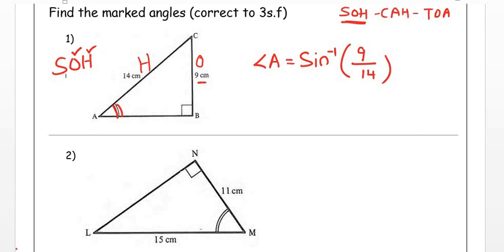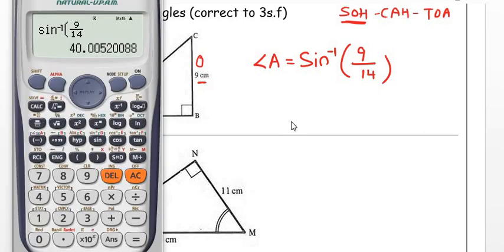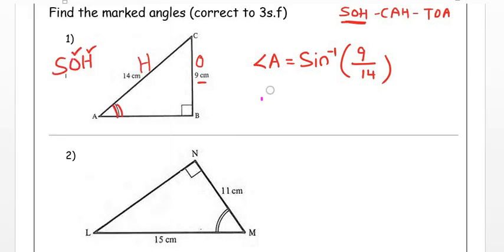Let's put these values in the calculator and see what is the answer. Here is the answer. The answer is 40.0. So we can say angle A equals 40.0 degrees, right? Now better pause the video here and solve question number 2 on your own, and then play the video to check your answer.